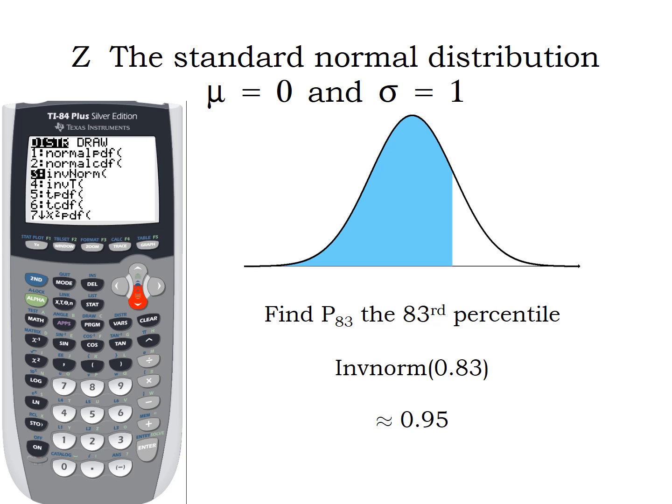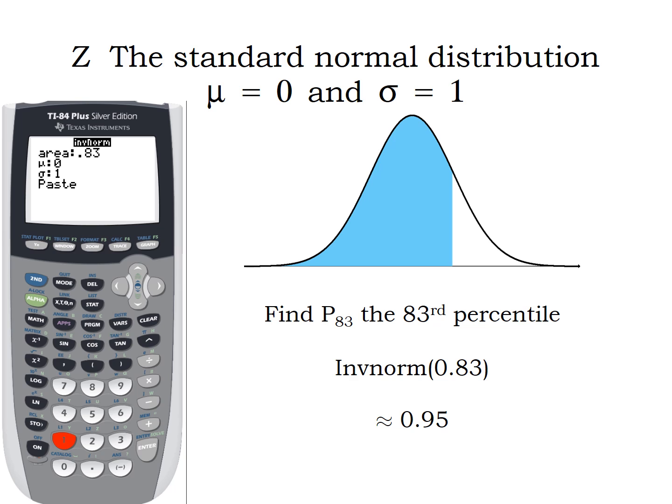Now, once we make our selection, if you have the newer model, it's asking you specifically for the area, and we tell it the area to the left, always to the left of the point we want, which is 0.83. And again, if you're seeing this menu, you want to tell it the mean is 0 and the standard deviation is 1. We know that inherent from the fact that we're dealing with z-scores or the z-distribution. And so we're going to crank this out.